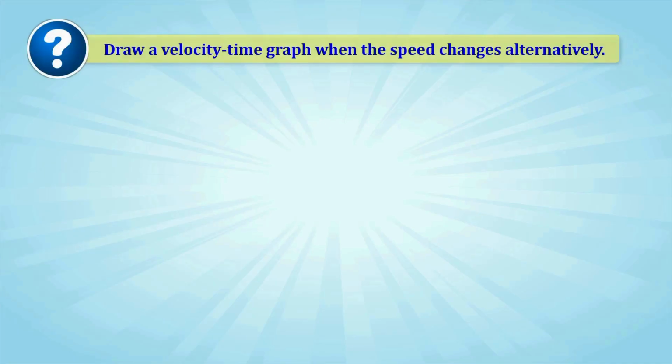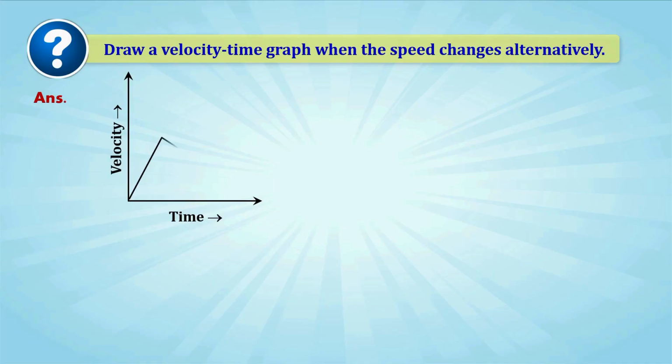Now let us look at another situation. The question asks, draw a velocity-time graph when the speed changes alternatively. When the speed changes alternatively, it means that the velocity sometimes increases and sometimes decreases with time. So the motion is neither uniform nor steadily accelerating. Because of this, the velocity-time graph will not be a straight line or a smooth curve. Instead, the graph will rise and fall alternately, forming a zigzag pattern. This shows that the velocity is increasing during some intervals and decreasing during others.